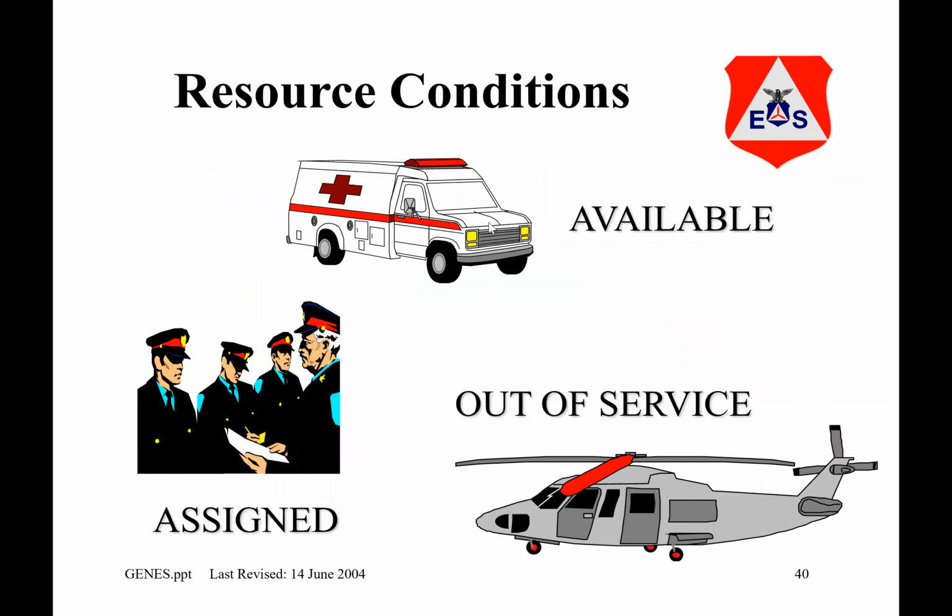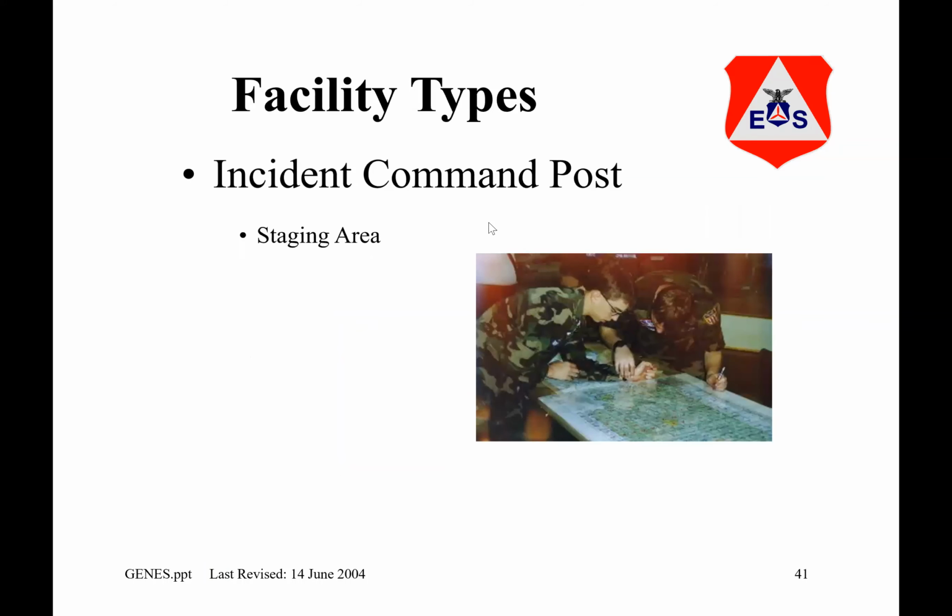So there's three conditions of your resources. They're available. You can dispatch them to go do something: a ground team, a UDF, an airplane, or in this case, an ambulance. Once you've sent them to do something, they still exist, but they're assigned. As far as we're concerned, you can't use them. You might have to reassign them. Then they're out of service if they're down for maintenance, for food, for rest. They exist, but they can't be used just yet for a variety of reasons.